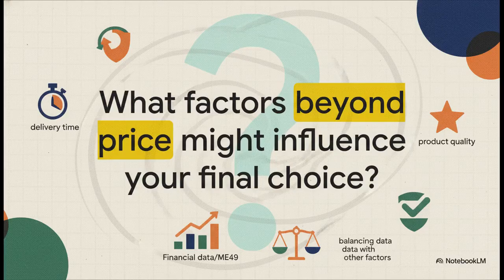But, and this is the final thought I want to leave you with, the best price isn't always the best value. What about things like delivery time, or product quality, or maybe that vendor's past performance? The data we got from ME49 gives you the perfect financial answer. But the final decision, well, that often means balancing those hard numbers with all these other critical business factors. So, what would you choose?